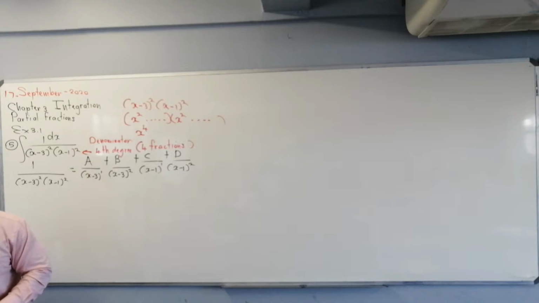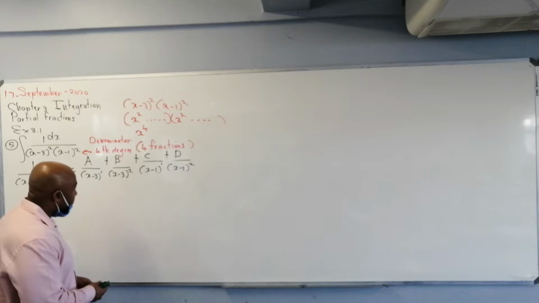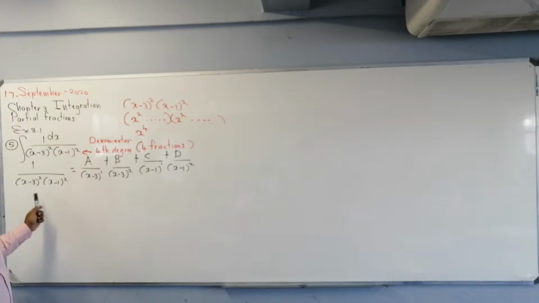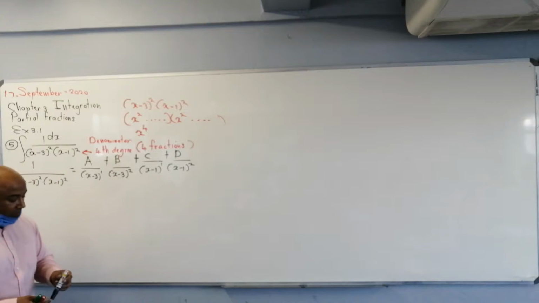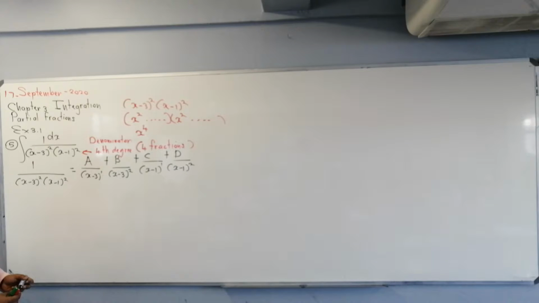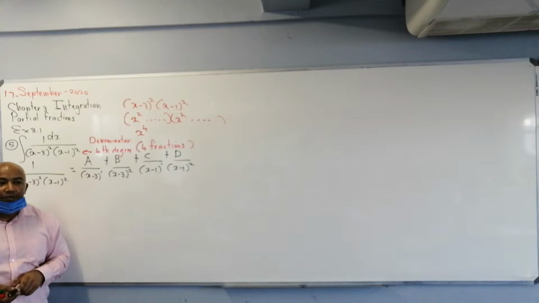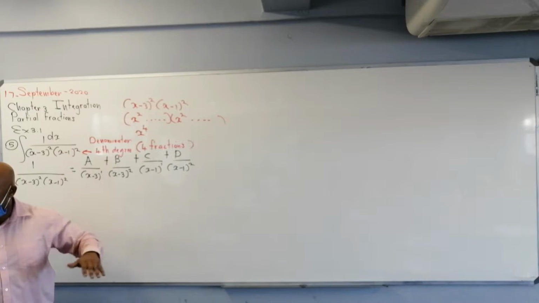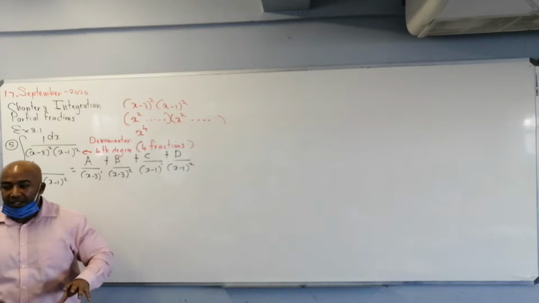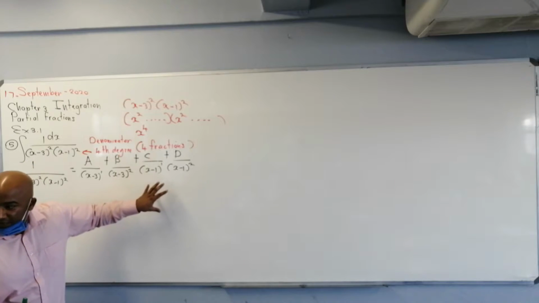Okay, so now we need to get rid of all these denominators. So what am I going to do now? I am going to multiply both sides by the original denominator on the left. Basically what I'm going to do is find the LCD on both sides and cancel the denominators. But it's going to take too long if we do it individually.